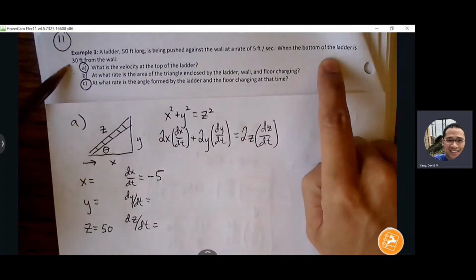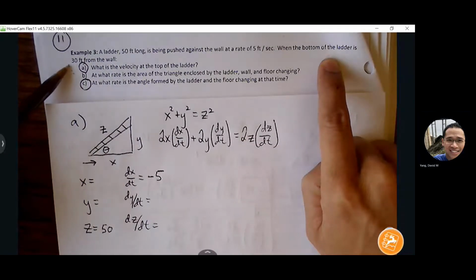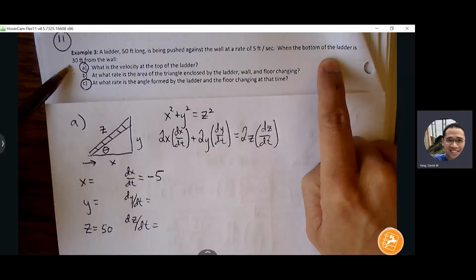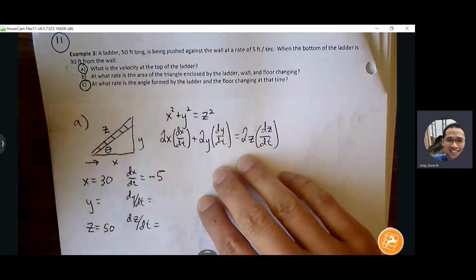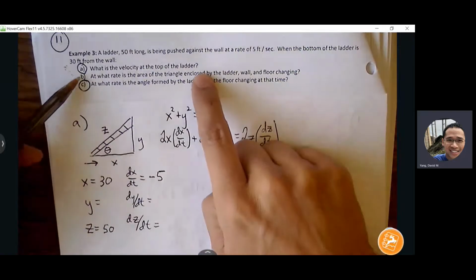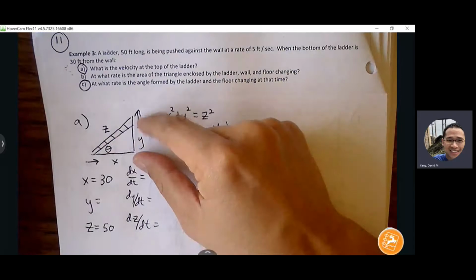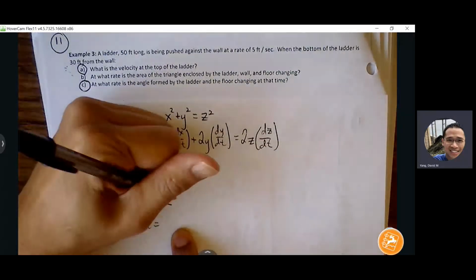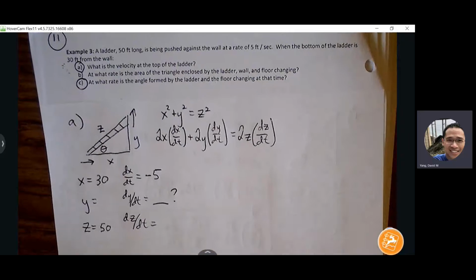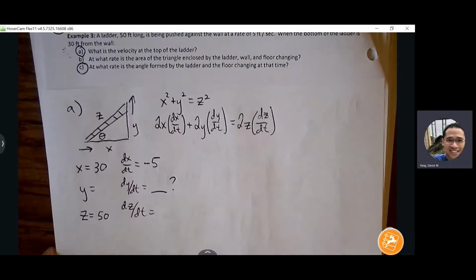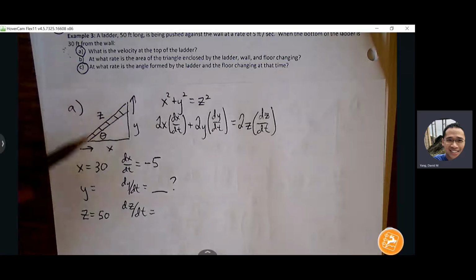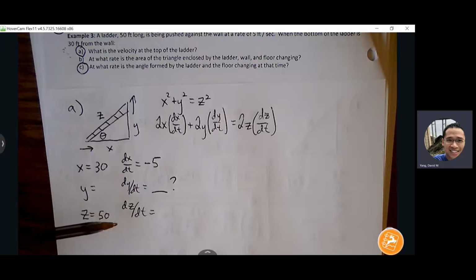When the bottom of the ladder is 30 feet from the wall, 30 is x. What is the velocity at the top of the ladder? So we know that the ladder is going to move up. It's going to cause the y to change. And we know that's what we're trying to solve for, dy/dt. Okay, what's dz/dt? What's the rate of change of the ladder? Right, 0. That ladder is going to stay 50 from the beginning of the problem to the end of the problem, so it's not going to change at all.